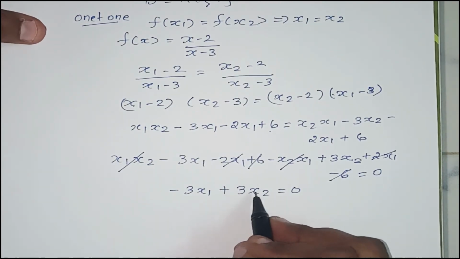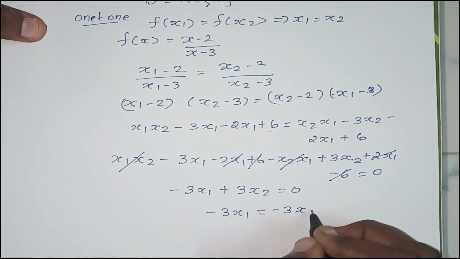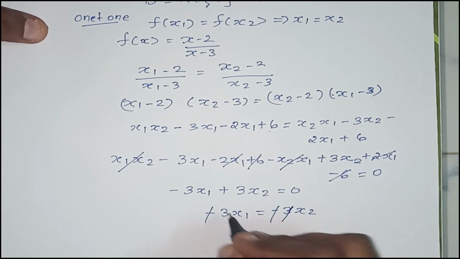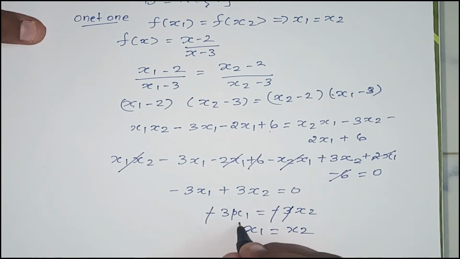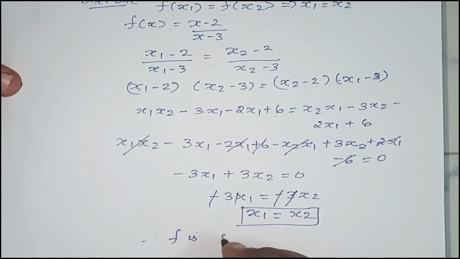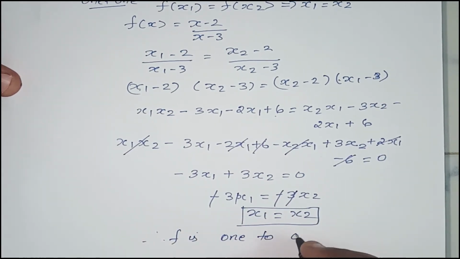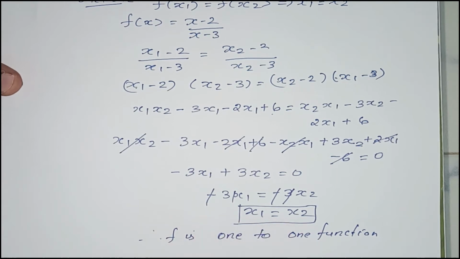Taking this term to this side, minus 3x1 is equal to minus 3x2. We can cancel the minus 3, so x1 equal to x2. So we proved x1 is equal to x2. So this function is one-to-one. We proved this function is a one-to-one function because x1 is equal to x2.